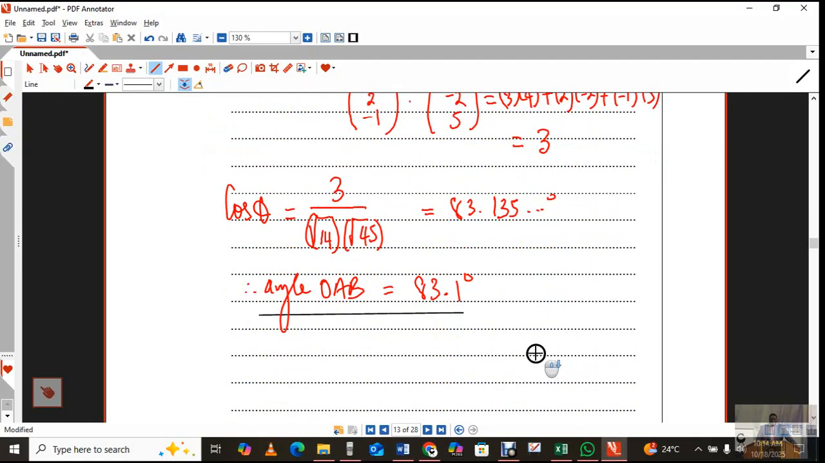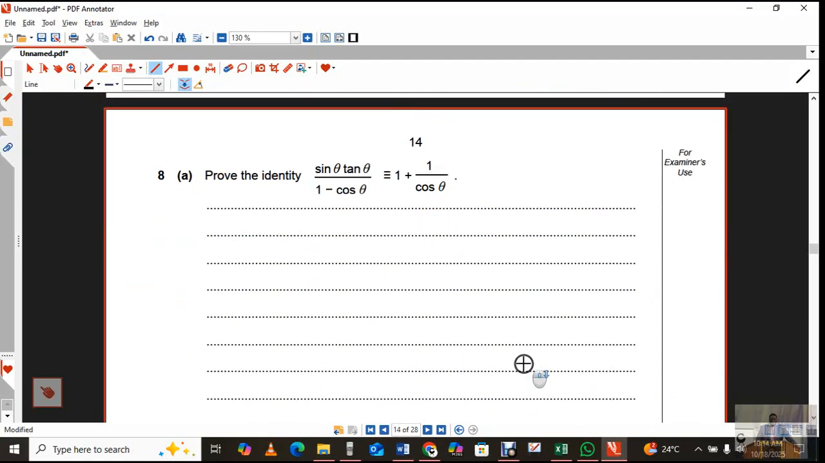Good. Right, let's look at question 8. You have to prove the identity. The identity is sine theta times tangent of theta all over 1 minus cosine of theta is identical to 1 plus 1 over cos theta. So I'm going to take the left-hand side.